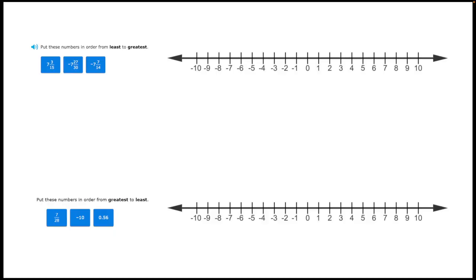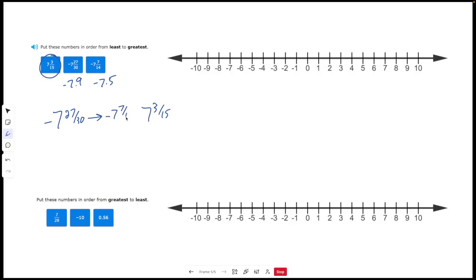Okay, now that you've had a chance to look at these problems, let's check your solutions. For this top problem, when you converted stuff to decimals, you should have gotten negative 7.9, negative 7.5. We have one positive number, so it is automatically the biggest. So this should go at the end of your list. And then between these two negatives, the smallest number is negative 7.9, so that's negative 7 and 27 over 30, followed by negative 7 and 7 over 14. Okay, if you want to put them on the number line, you can do that.